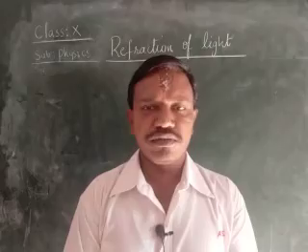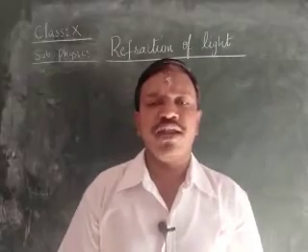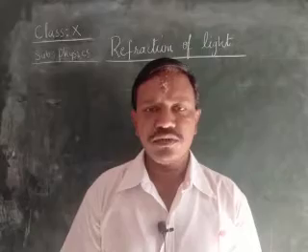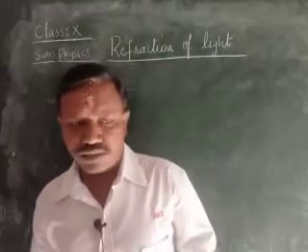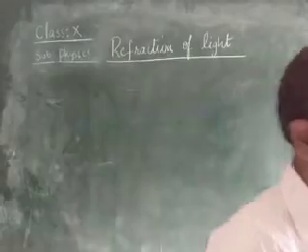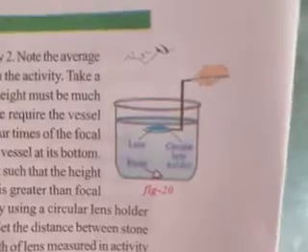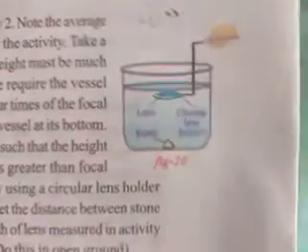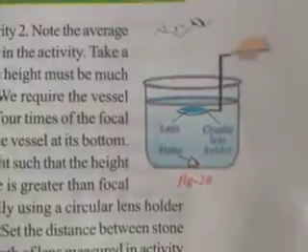Okay, children. From this activity we come to a conclusion whether the focal length of a lens depends on the surrounding medium. Here, just see the figure, children. This is the figure. This figure is a very important activity, children. Many times it has come in the examination.